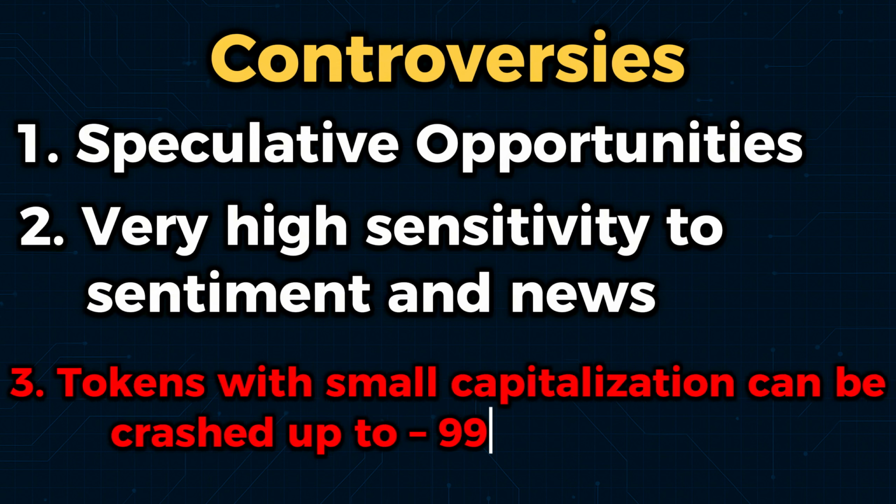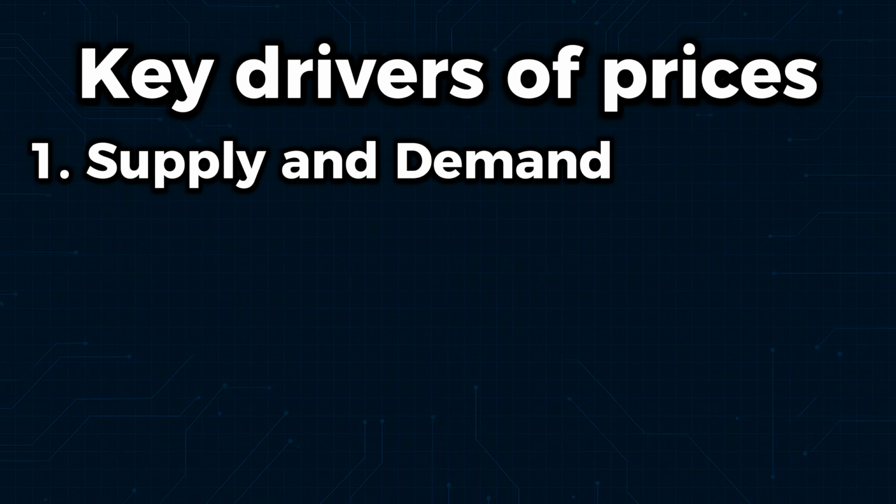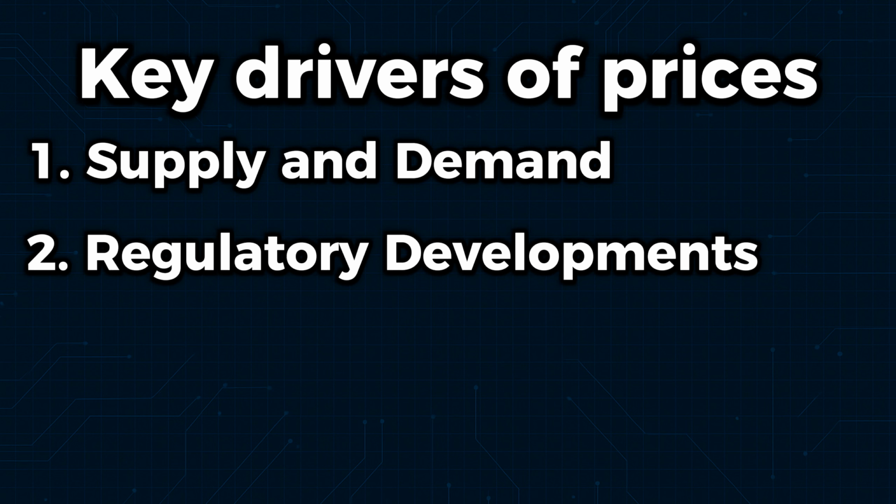However, the fact that tokens with small capitalization can be crashed up to minus 99% by one person is a pure disadvantage. Key drivers of cryptocurrency prices: supply and demand. Coins with limited supply, for example Bitcoin's 21 million cap, get expensive as demand rises. Regulatory developments. Legal recognitions, bans, or taxation policies can heavily impact prices.